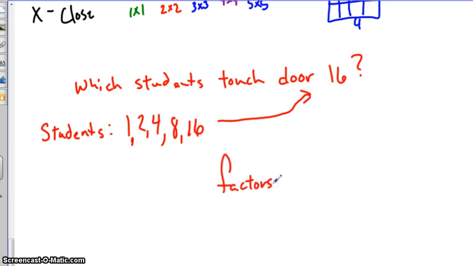Okay? So the number of students who touched any given door is going to be how many factors that number has. So 16 has 5 factors. There would have been 5 kids that touched the door. Okay? The students that touch the door are going to be the factors for that number.